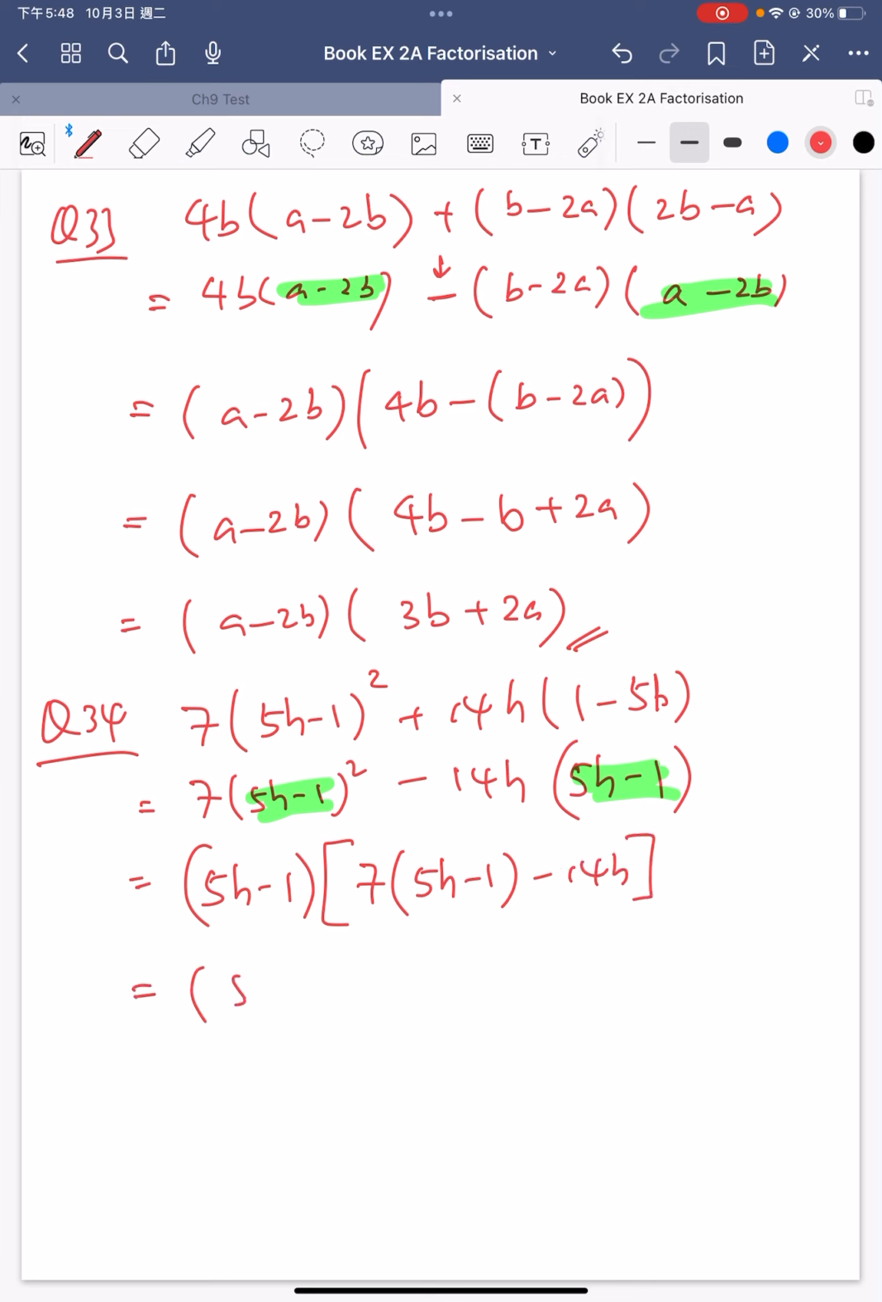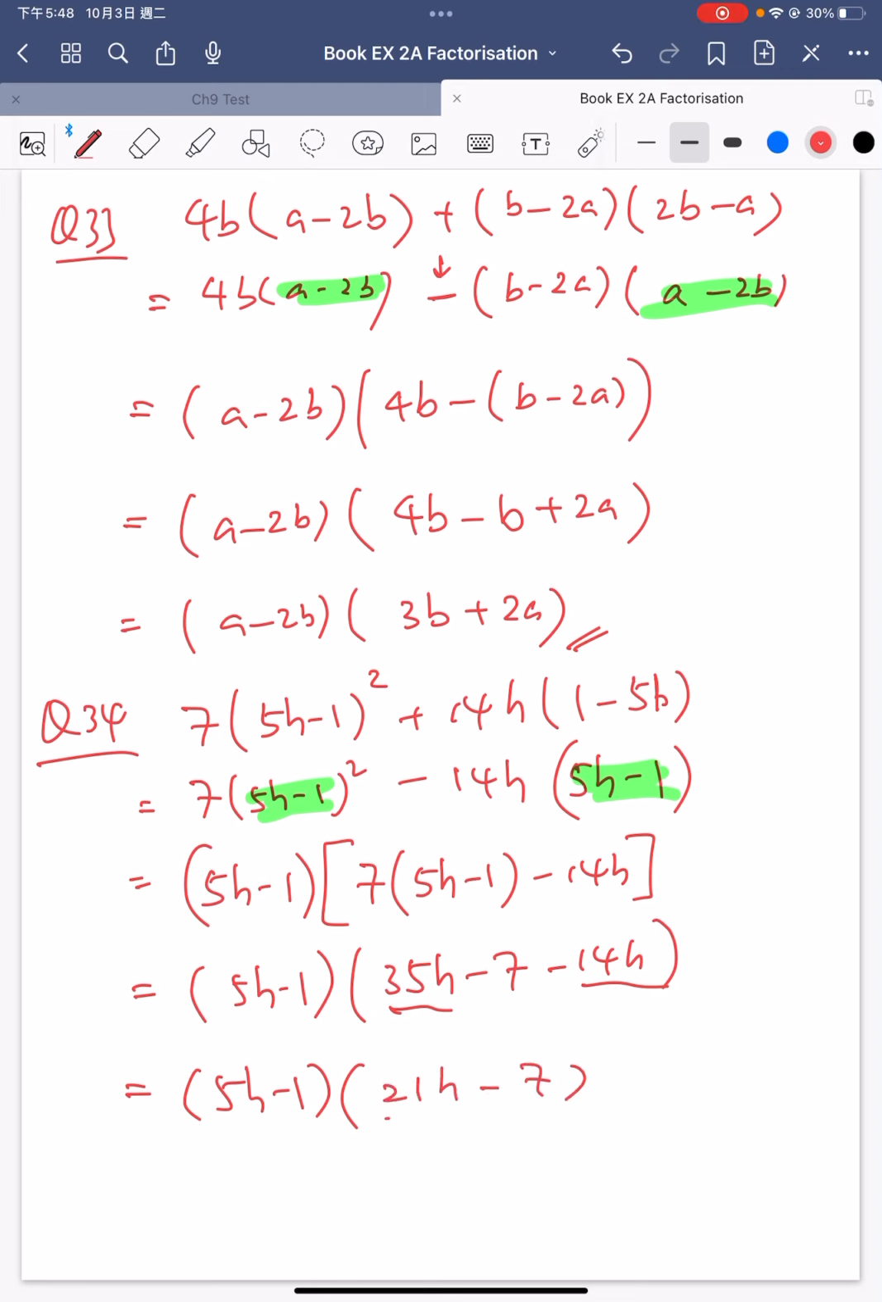Then we can simplify it. Using this 7 to multiply in, we have 35h minus 7 minus 14h. Then we simplify again, we have 35 minus the 14, so we have 21h minus 7. Again, there's a common factor, which is 7. We take out the 7. The 21 take out 7, then what we have is 3h. 7 take out 7, then we only have 1. So that's for question 34.